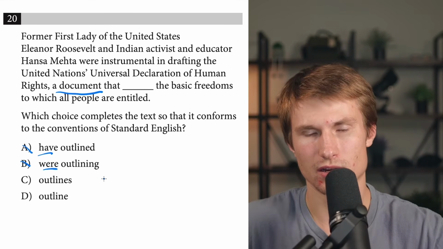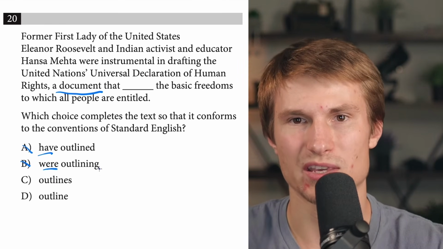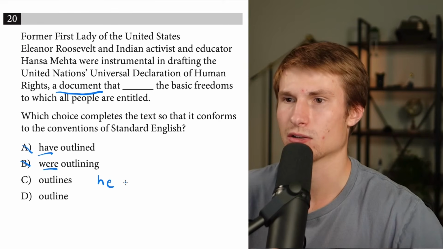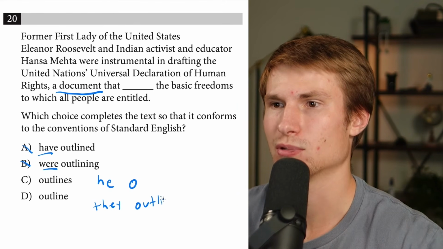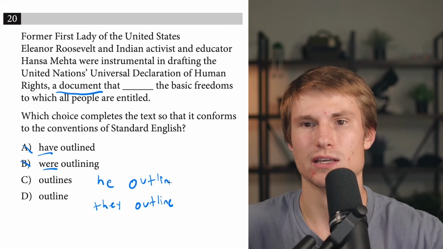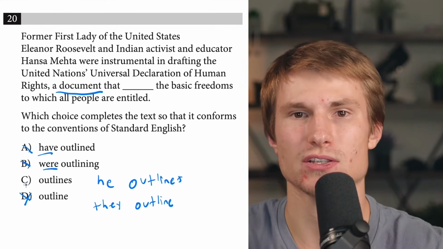Now, as you can see, they're in the same tense, just different number. Okay, a document is singular. A way that you can tell which one would be singular is you could do he versus they. Okay, so you would say they outline, but you would say he outlines. Okay, since we are singular, we would have to be outlines. So our answer there would have to be answer choice C.